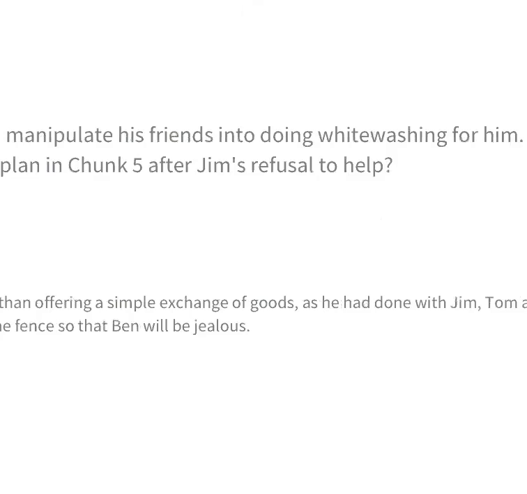Number 6, Tom tries to manipulate his friends into doing whitewashing for him. How does he change his plan in chunk 5 after Jim's refusal to help? Rather than offering a simple exchange of goods, as he had done with Jim, Tom acts like he wants to paint the fence so that Ben will be jealous.